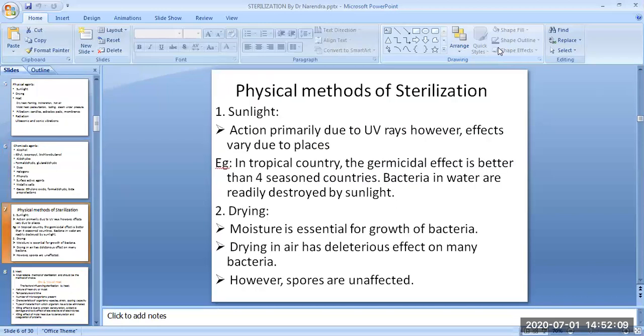Physical method of sterilization: sunlight. Action is primarily due to UV rays, however, the effect varies due to places. For example, in tropical countries, the germicidal effect is better than in temperate countries. Drain water is readily destroyed by sunlight. Drying: moisture is essential for growth of bacteria. Drying in air has deleterious effects on many bacteria. However, spores are unaffected by drying.